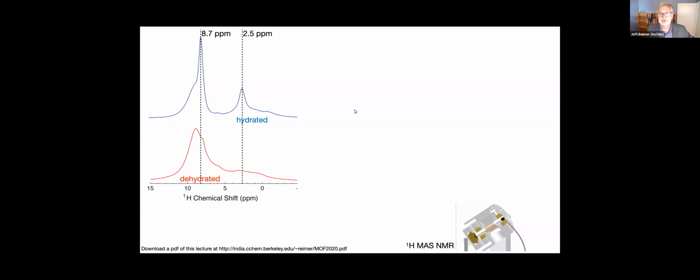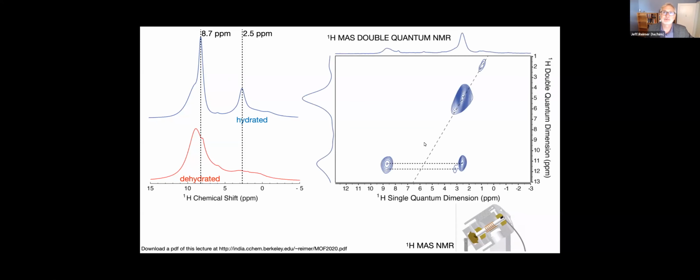Well, that's unusual. And so what we can do now is deploy a multiple quantum or a multi-dimensional method where on one axis we have the proton NMR spectrum. So here's 2.5 ppm here, here's 8.7 ppm here. And the fact that they are split along this line tells us that those 2 protons are close to each other. So these 2 protons are indeed the water molecule.